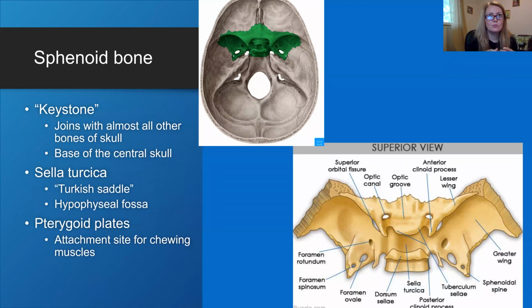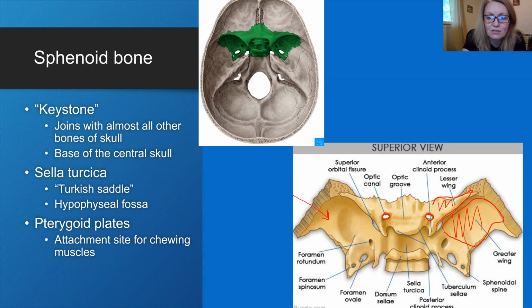Next one, sphenoid bone. The sphenoid bone is located inside the cranial cavity, inside the skull, shown here in green. It's a keystone bone, so it joins with almost all other bones of the skull, and it's the base of the central skull. If you look at the individual sphenoid bone right here, it does look like a bat, or like a bird or butterfly. That's why it has structures that they call wings. Those are lesser wings, those are greater wings. They have a very interesting and important opening called the optic canal. This is where the optic nerves go through. The optic nerve goes from your retina to your brain through the optic canal.